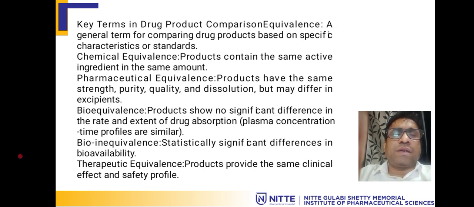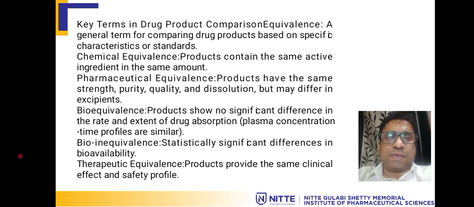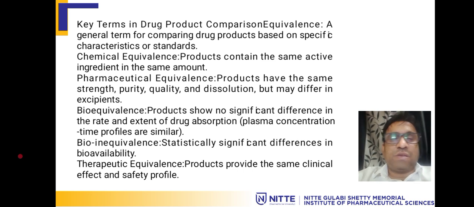The key terms in drug product comparison: equivalency, a general term for comparing drug products based on specific characteristics or standards. Now, what is chemical equivalence? They are called chemical equivalents: products contain the same active ingredients in the same amount. Whenever we find any two drugs like this, they are said to be chemically equivalent. What is pharmaceutical equivalence? Products have the same strength, purity, quality, and dissolution, but differ in their excipients. So when two products differ in the excipients, we always say it is pharmaceutical equivalence.